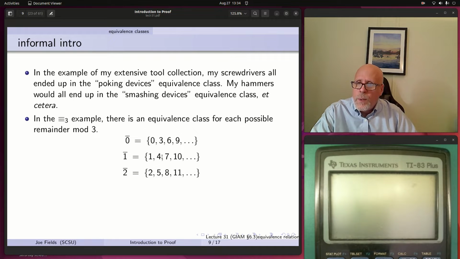1 bar would be 1, 4, 7, 10. These are the things that are 1 mod 3. They're 1 greater than a multiple of 3. I probably shouldn't have used the word even just now, because I don't mean even that way. Just say it that way. And then the things that leave a remainder of 2 when you divide them by 3, that's 2 bar.